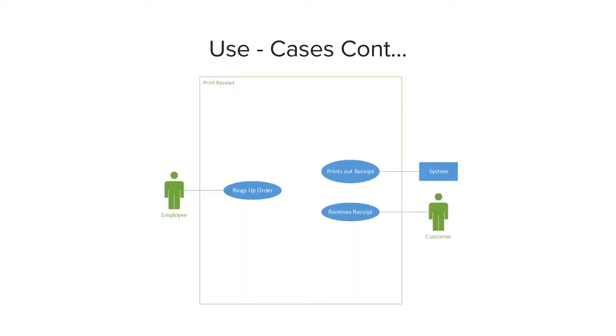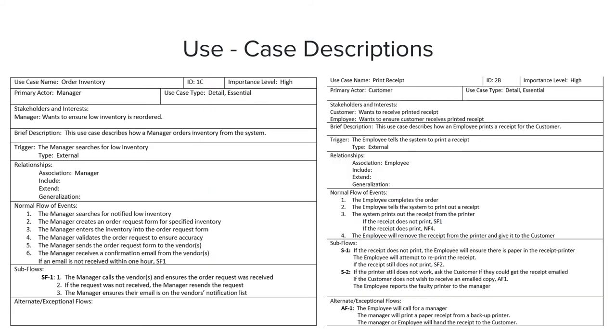The use case diagrams consist of searching stock, alerting for low inventory, ordering inventory, adding and removing stock, and printing receipts. The use case descriptions included provide a more in-depth explanation of our use case diagrams. Included use case descriptions are ordering inventory and printing receipts.